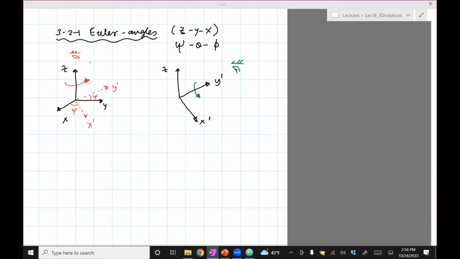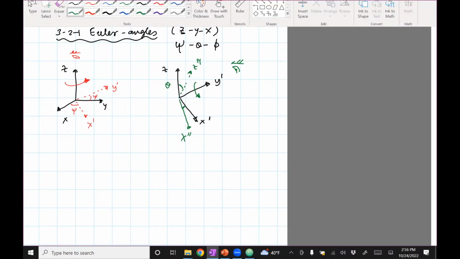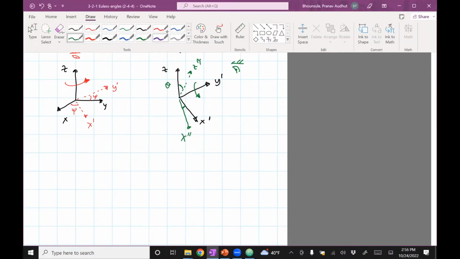Okay, so this is really hard to draw. So you have to imagine the zx plane, the rotation happens in the zx plane. So the z would move here. Let's call that z double prime because now we are in the second rotation. And then x will move like this. And this angle turned is theta. Okay, we have one more rotation to go.